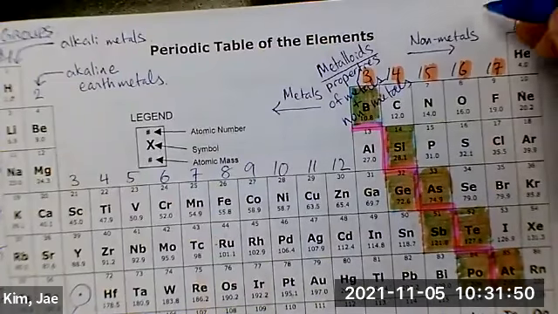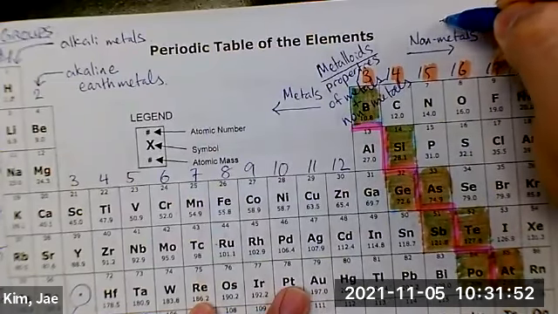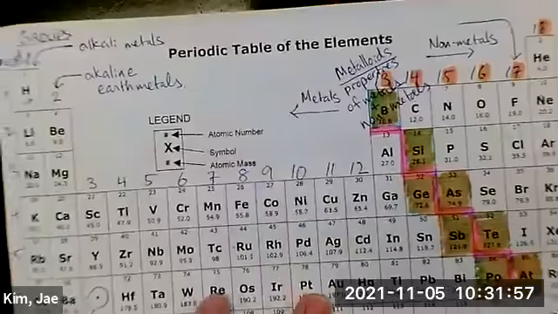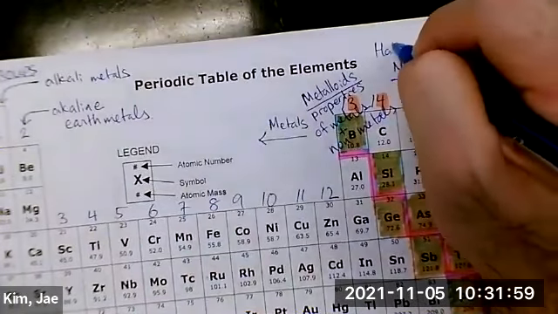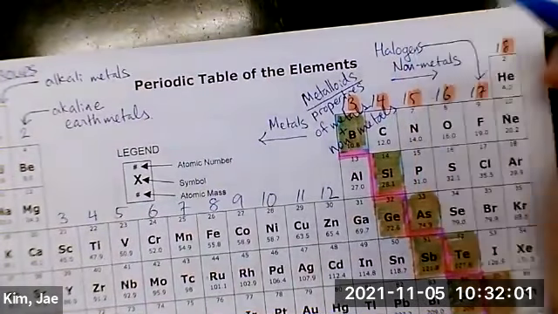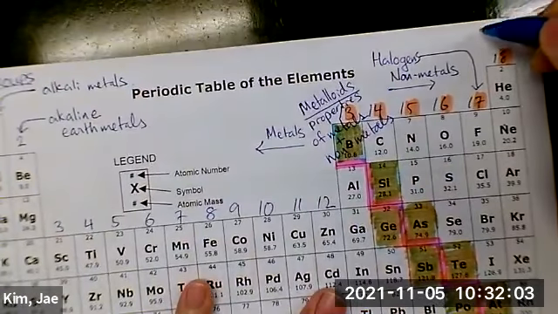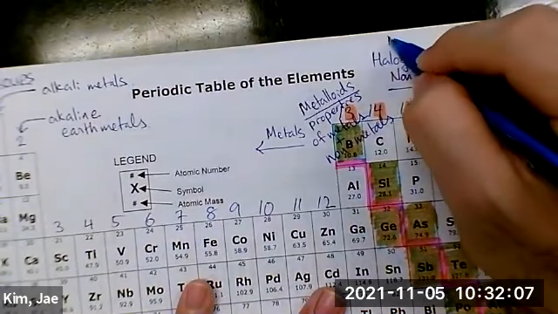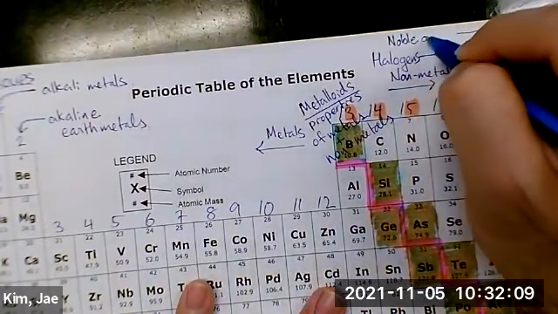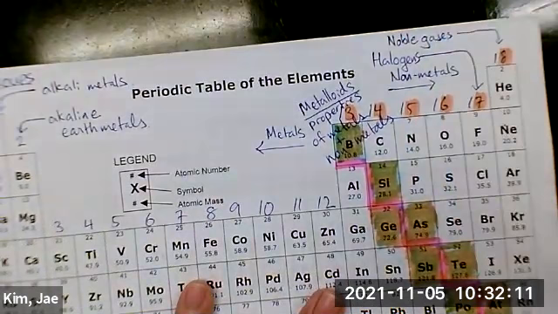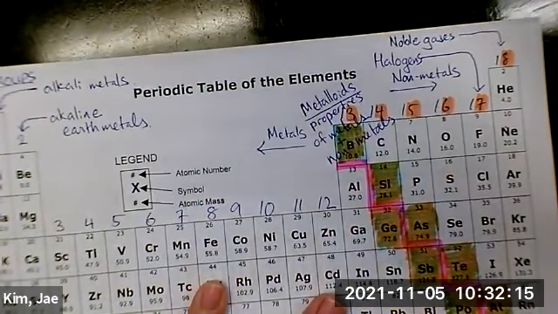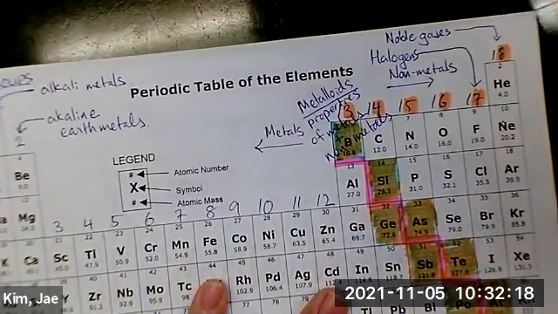Let's see. Group 17, let's see if I can squeeze this here. Group 17 are the halogens, like halogen lights. And noble gases is the last one. I know that sounds a little funny. Noble gases, they're actually really unreactive.